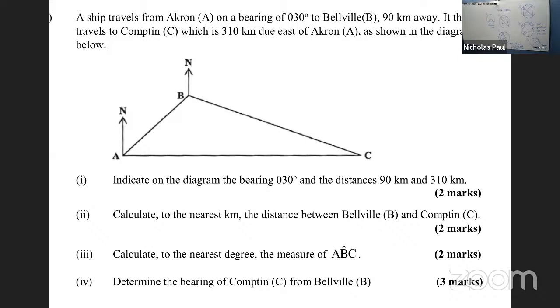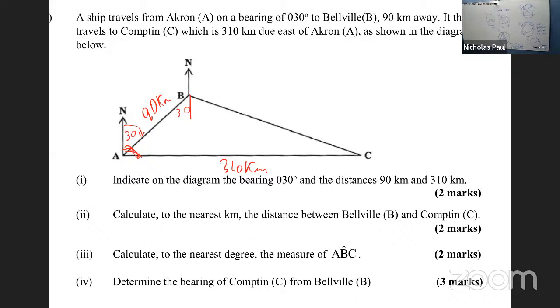So there's a bearing of 30 degrees. The ship travels from A on a bearing of 30 to B. So here's 30, 90 kilometers away. It then travels to C, which is 310 due east of A. Right, east means this angle here, from here to here, is how much?